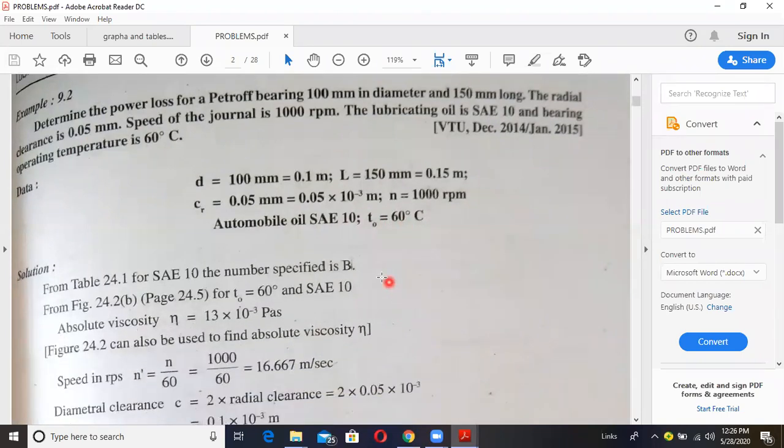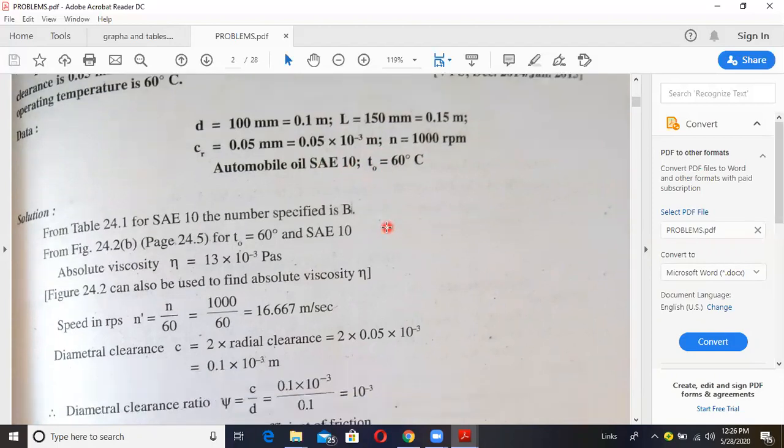Now in this problem, they have given the type of the oil and the operating temperature. With the help of this type of oil and operating temperature, we are going to calculate absolute viscosity, that is nothing but eta. Without knowing eta, we can't solve the problem or calculate the unknowns. So first we have to see whether eta is given or not. Here directly they have not given absolute viscosity. Here they have given the type of the oil and operating temperature. Based upon these two, we are going to calculate eta. So first we will calculate eta.